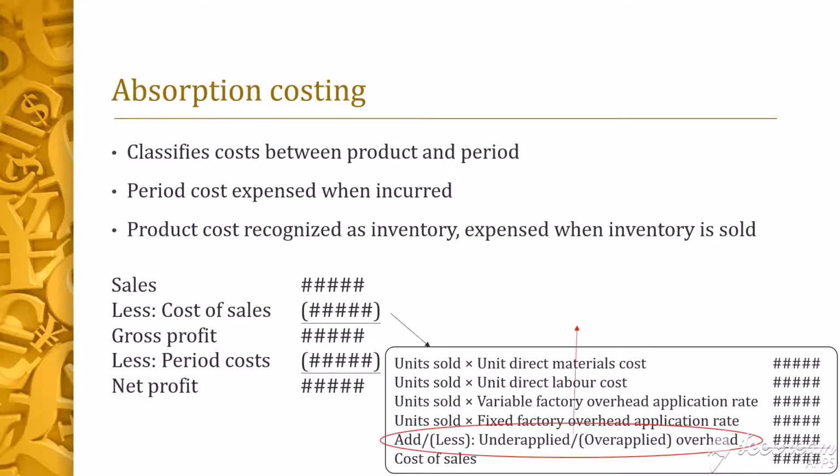Please also note that the under or over applied factory overhead is computed by taking the difference between the actual fixed factory overhead cost and the units produced multiplied by the fixed overhead application rate.